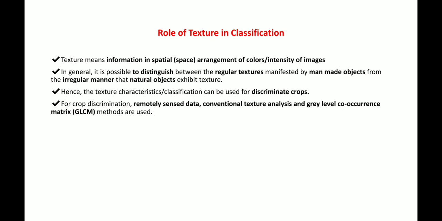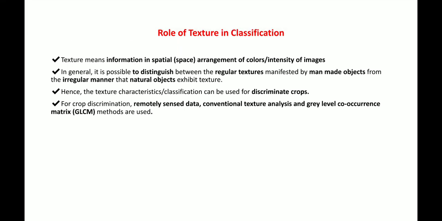In general, in texture classification, the crops can be categorized or distinguished or classified according to their feature characteristics, that is color or intensity or pigmentation or chlorophyll or spectral features. Hence, the texture classification can be used to discriminate the crops. For the crop discrimination, remote sensing data, conventional texture analysis, and the gray level co-occurrence matrix, that is GLCM methods, are used.